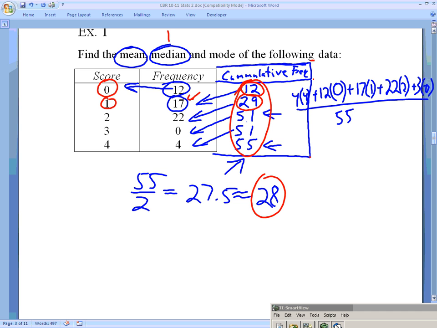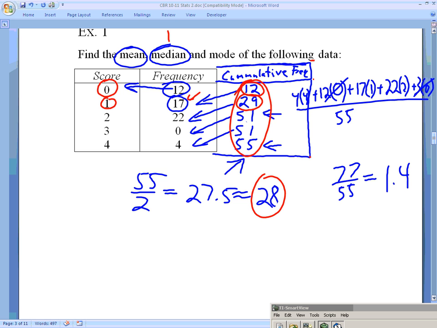And so I can simplify the numerator. That's a 0, so that's gone. That's a 0. 4 times 4 is 16, plus 17 gets me up to 33, plus another 44 gets me to 77. So 77 over 55. And I simply divide those. And I end up with a value of 1.4 being my mean.